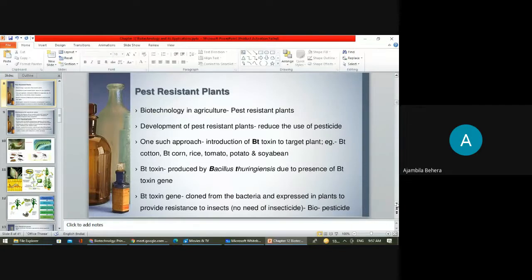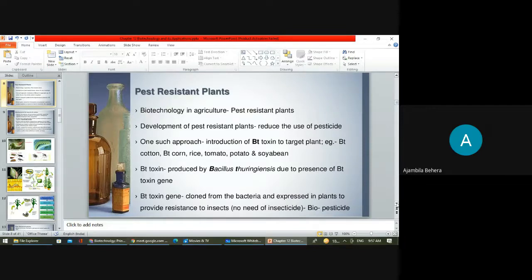In case of pest resistant plants, how can we produce pest resistant plants? You know about different kinds of insect pests: maybe flies, mosquitoes, beetles, bollworm, army worm. Different such insects are there. Generally, they damage our crop. But through genetic engineering, through biotechnology, we generally produce pest-resistant plants, and this GM crop generally reduces the use of pesticide.